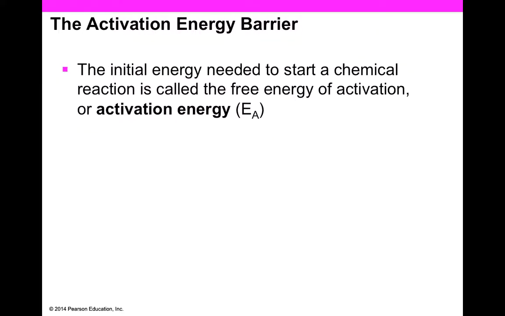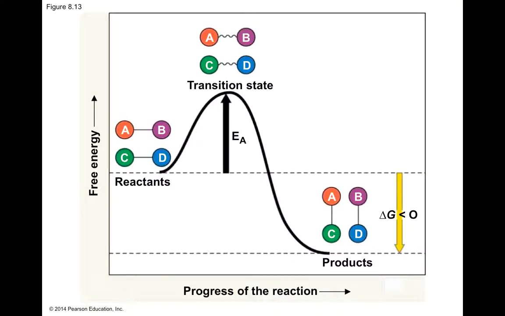To get any reaction going, it requires an input of energy. We call this initial input of energy activation energy, or the free energy of activation. So to see a visual representation of this, here we have a substitution reaction, where AB and CD will be converted to AC and BD. And even though the overall reaction will give off energy, see how the products are lower than the reactants, this reaction still needs an initial input of energy to go to completion.